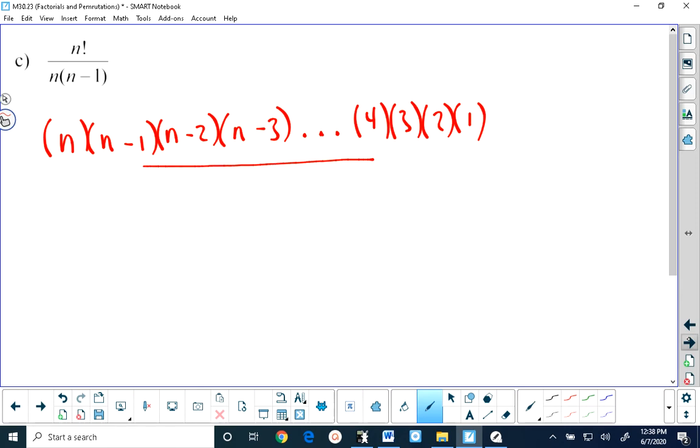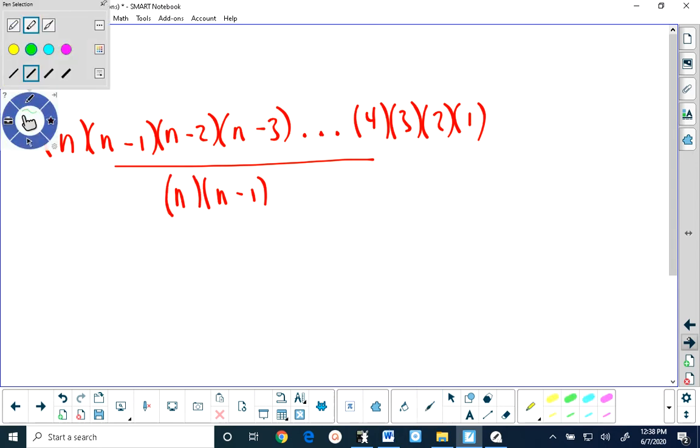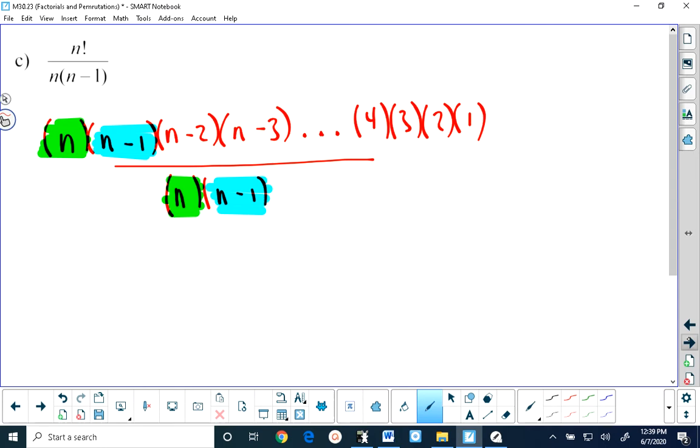Now on the bottom we have n times n minus 1. Well, what we have are some common factors. You have an n as a factor on the top, and you have an n as a factor on the bottom. You also have an n minus 1 as a factor on the bottom, and you have an n minus 1 as a factor on the top. So if you were to cancel those common factors, what you are left with is n minus 2 multiplied by n minus 3 multiplied by n minus 4 all the way down the line, which means n minus 2 factorial is our answer for this one.